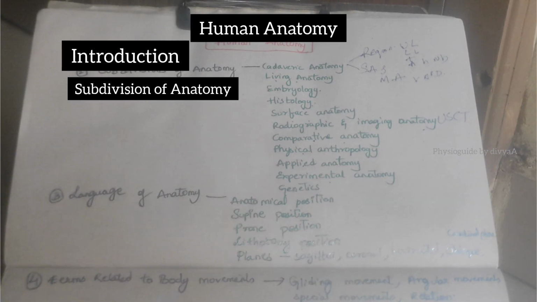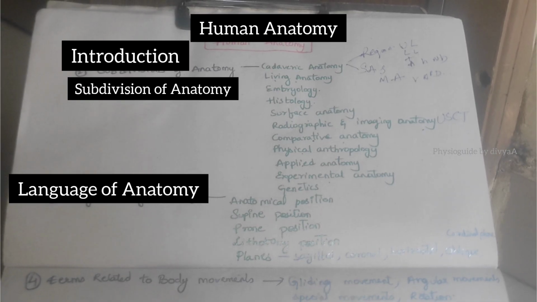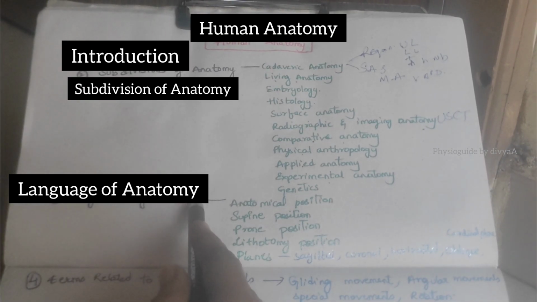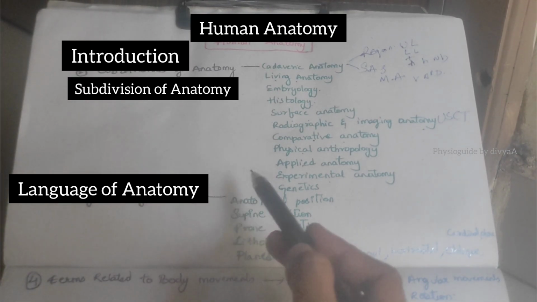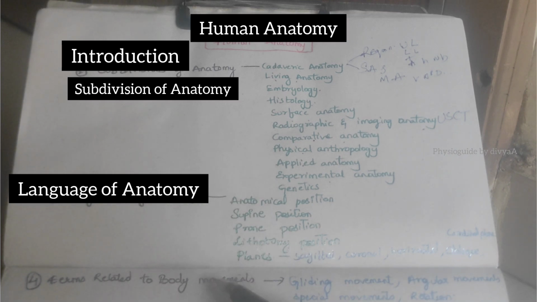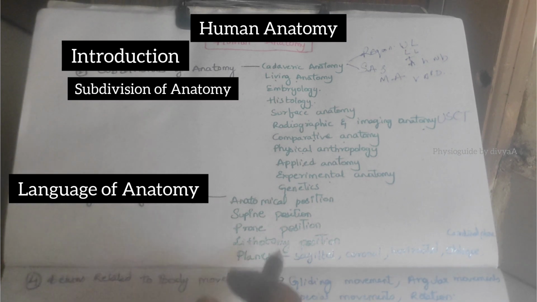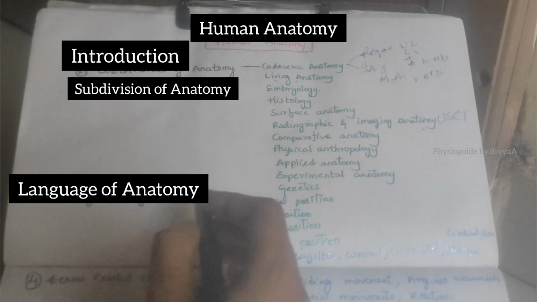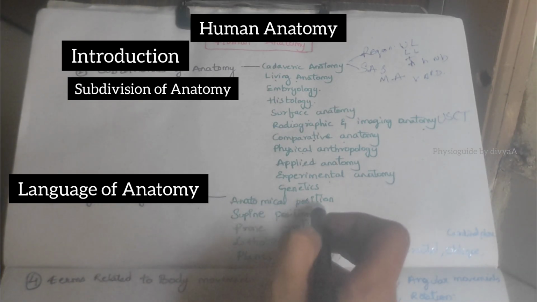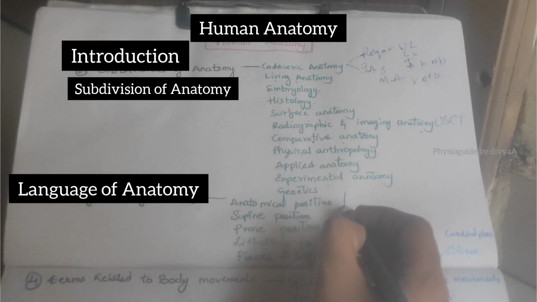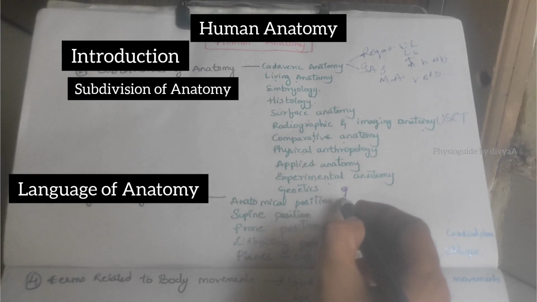Next we will see about the language of anatomy. The language of anatomy deals with the various positions, planes, and terms in relation to the various regions and movements. So we will see. Firstly, we will see about the positions. Position, that is the anatomical position. Standing straight, that is the anatomical position.